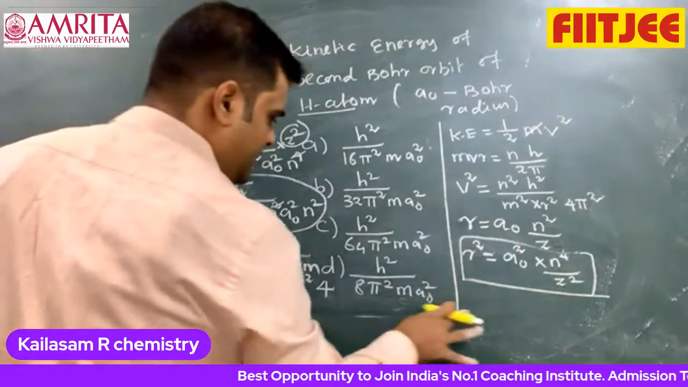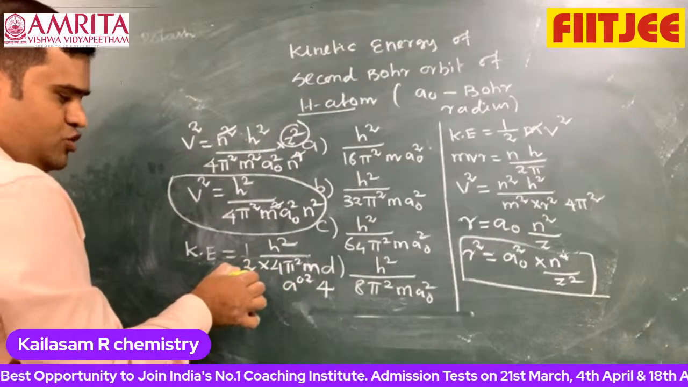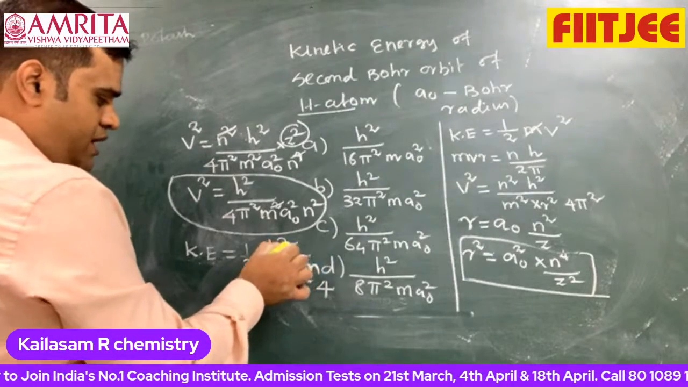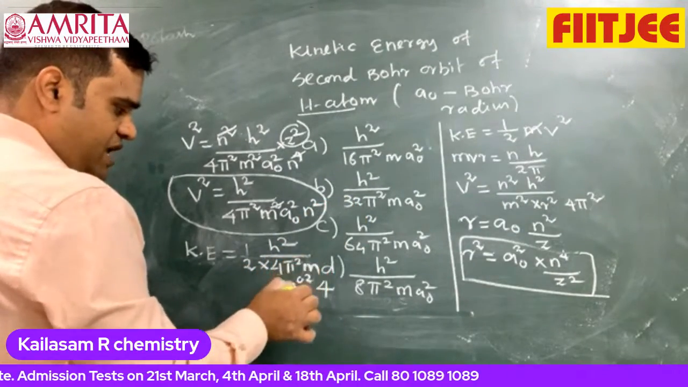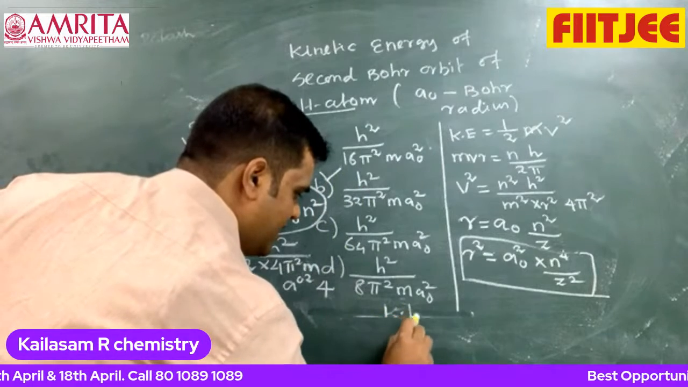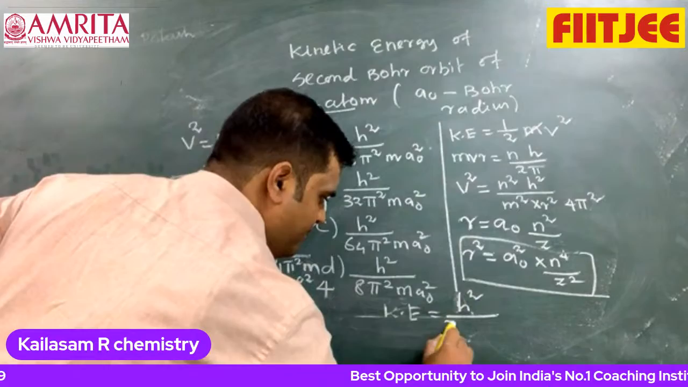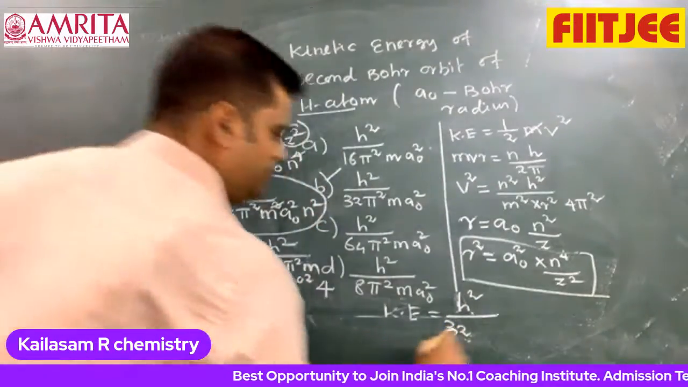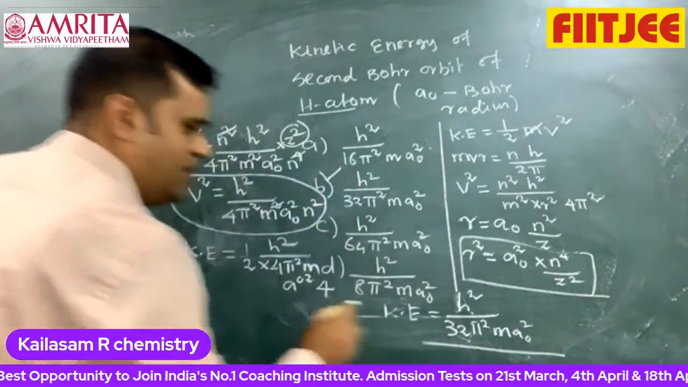And what is the answer? The answer could be 4 into 4, 16. 16 into 2 is what? 32. Therefore, h square by 32 pi squared m a naught squared is the answer. That means I can write kinetic energy is equal to h squared by 32 pi squared m a naught squared. That's all.